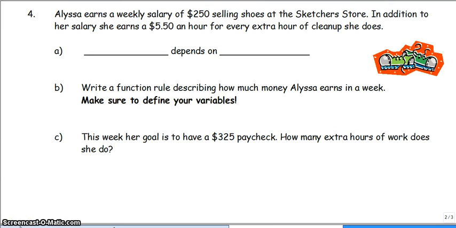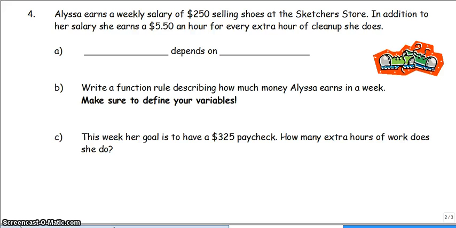So here we go. Number 4 says that Alyssa earns a weekly salary of $250 selling shoes at the Skechers store. In addition to her salary, she earns $5.50 an hour for every extra hour of cleanup she does. We need my dependent and independent variable. So in addition to her salary, she earns this for every extra hour.